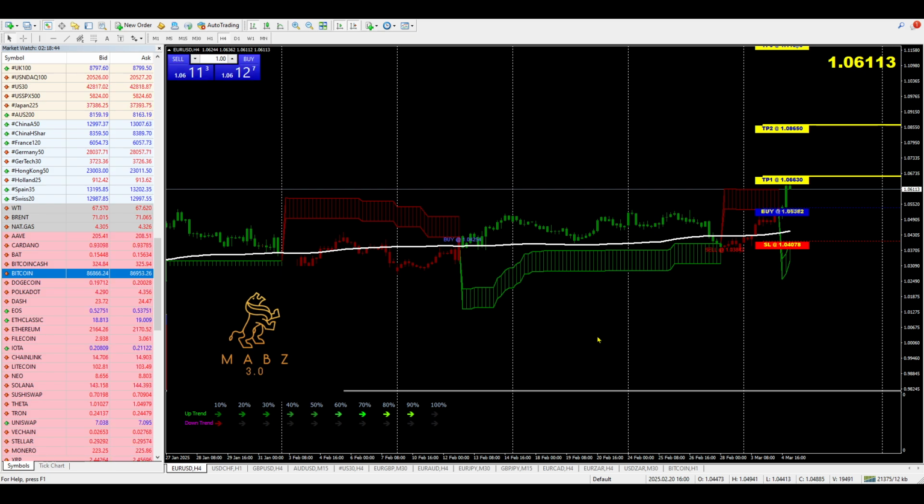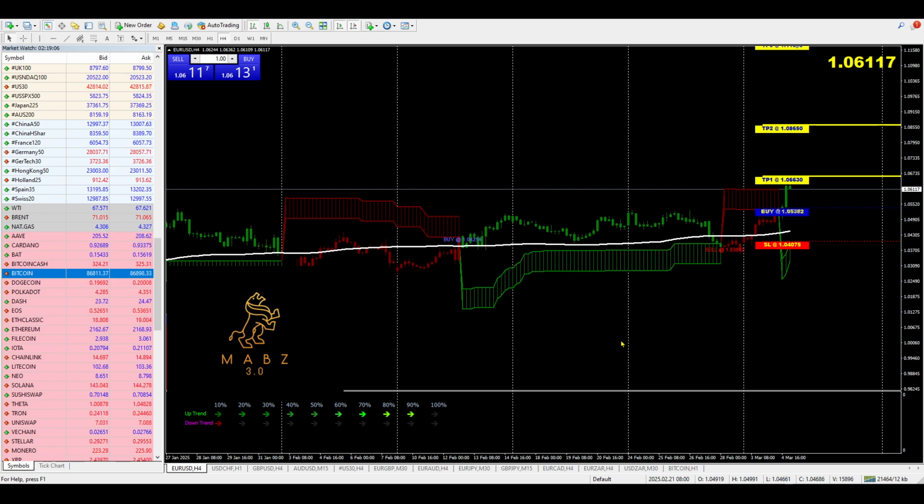Now, in order to actually take a trade, certain things need to be present in the market, right? So this is the EURUSD on the H4 chart, right? And you can use this on any time frame. I just like to use this on the 15-minute, 1 hour, and the H4. Sometimes the daily chart, especially when there are news events happening.